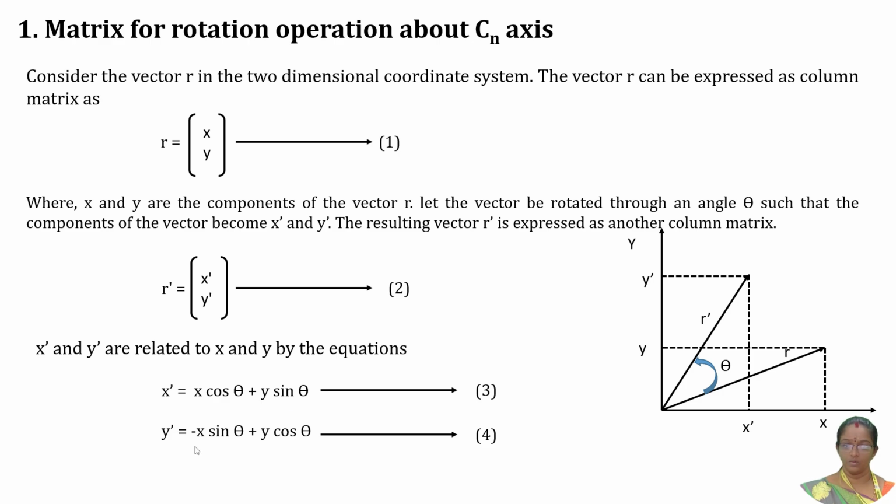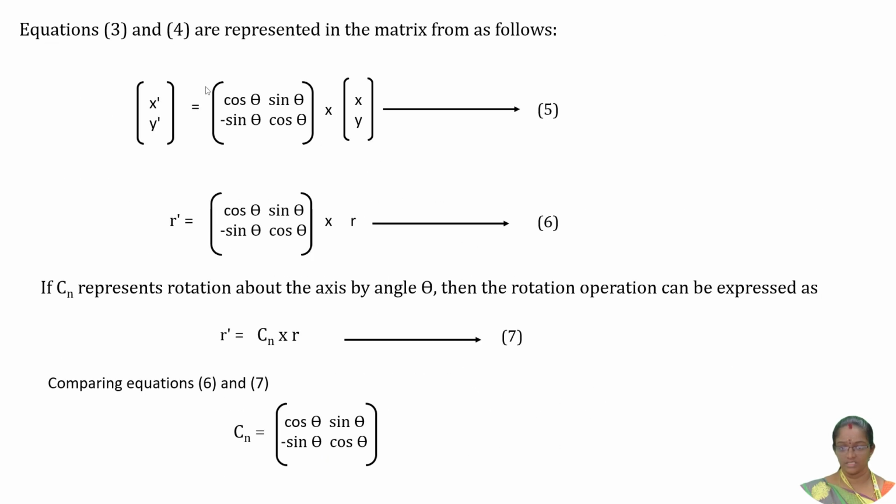column matrix x dash, y dash is equal to the matrix cos theta, sin theta, minus sin theta, cos theta, multiplied by x, y. Here x dash and y dash is the R dash vector and the x and y column matrix is the R vector. Using this, we can compare the above equation, that is the sixth equation, with Cn, that is the proper axis of symmetry with rotation by an angle theta.